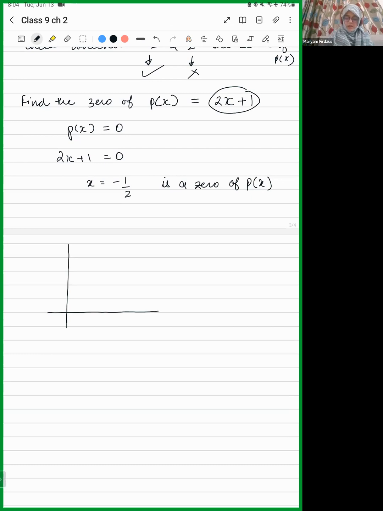Now let's take for example x minus 4, p of x equals x minus 4. So that means it's going to be a line where we're going to do this. Just a minute.